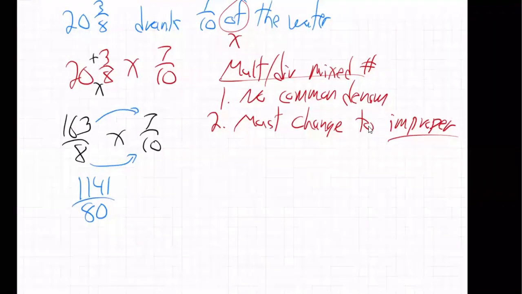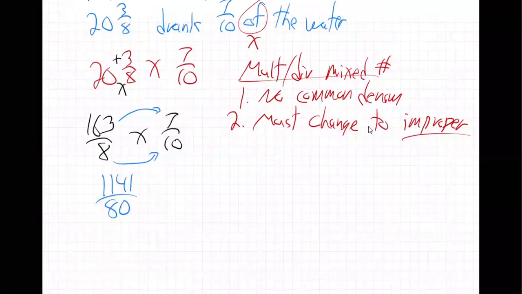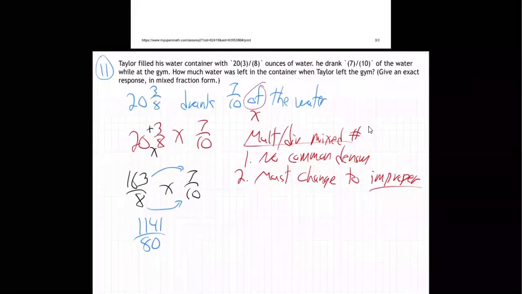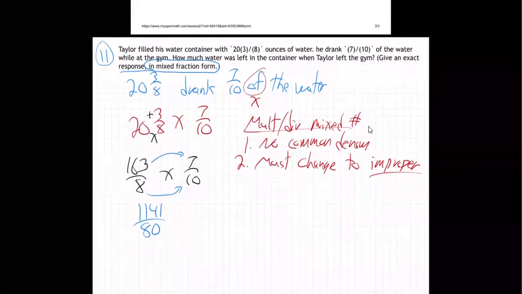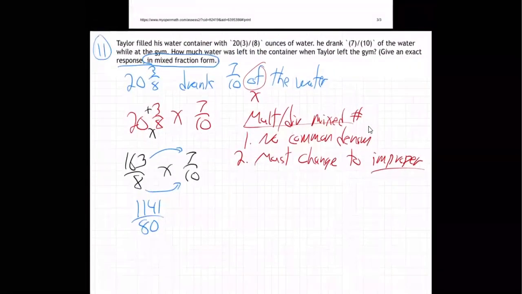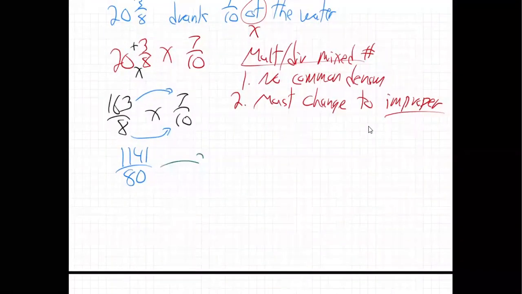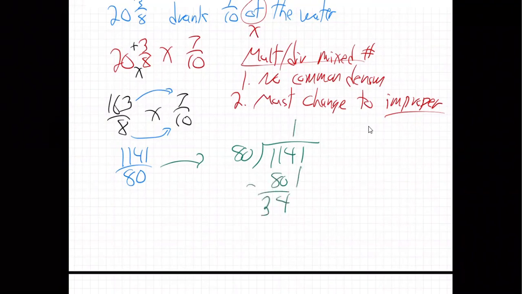Now, what are we going to do with that? They want a mixed number answer, right? Give a response in mixed fraction form. So we have to change that back. We learned how to do that. We divide 80 into 1141. I'm going to go in there one time, 80, subtract, 34, bring down the 1. 4 times 80 is 320. Subtract, 21. So this is 14 and 21/80.